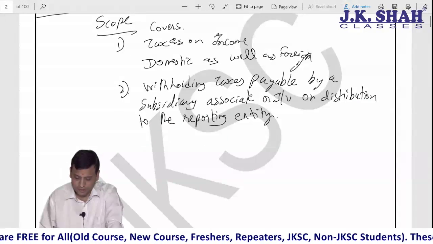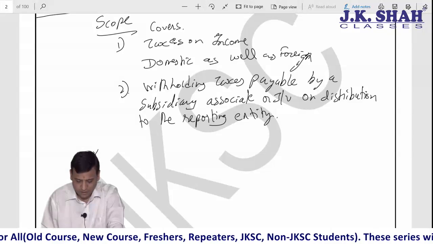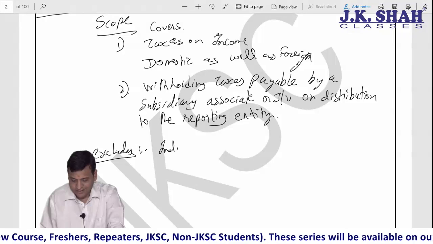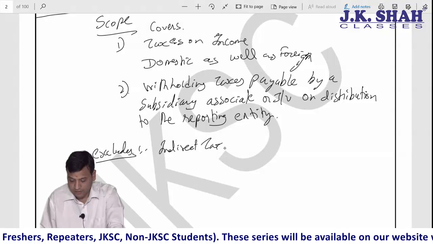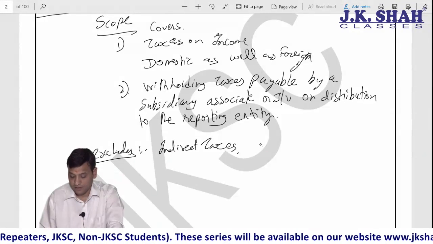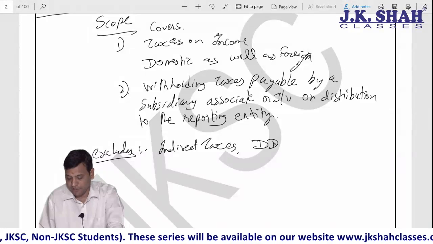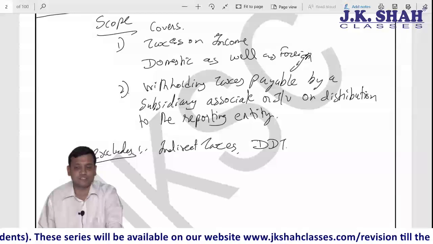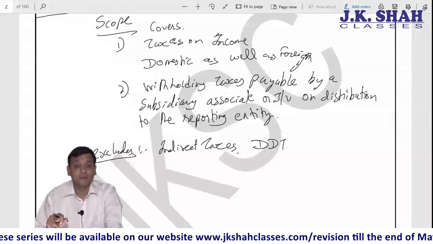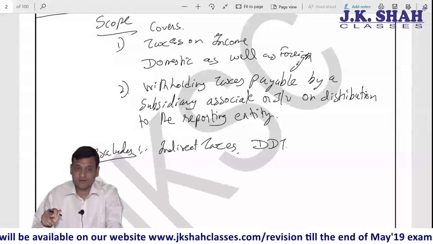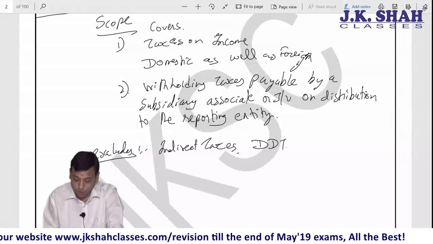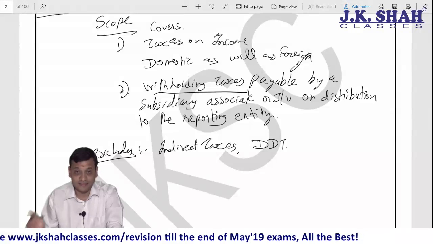Now, can I say it does not cover any kind of indirect taxes? Of course, not clearly mentioned, but indirect taxes don't find a place here, not even your DDT, that is dividend distribution tax. Because that is not tax on income, it is tax on distribution. But if the subsidiary has distributed some profit and there is withholding tax, that is covered by this standard.